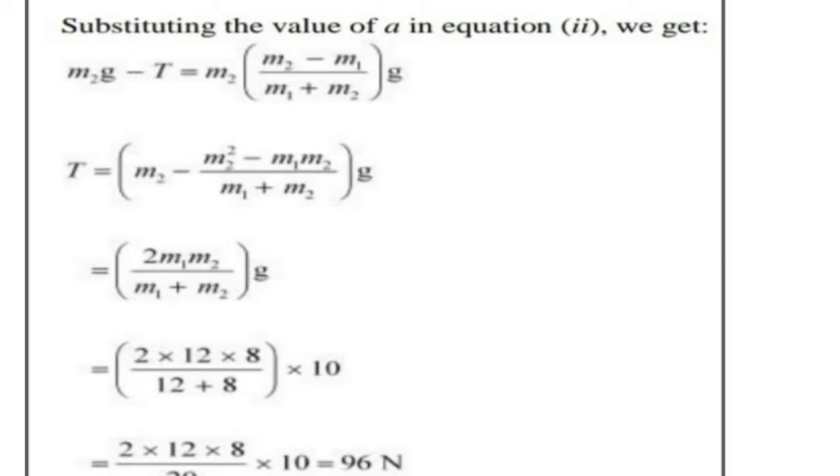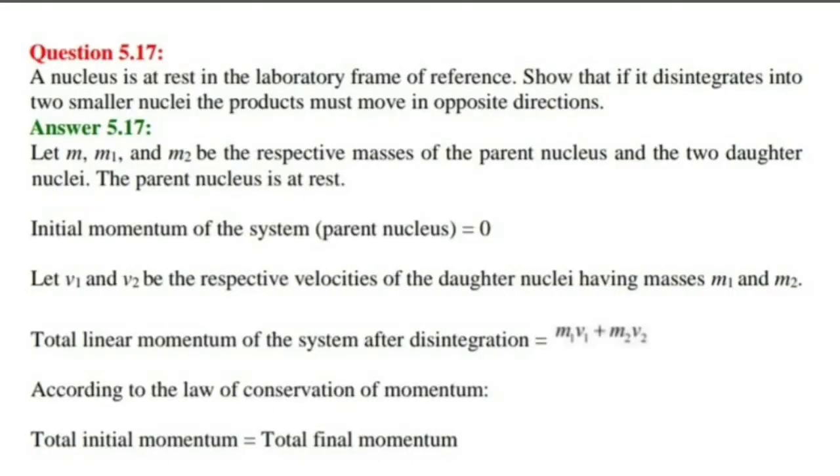It's better to use this method, since you can substitute in either of the two equations and get the value of tension as 96 Newton. Now coming to the next question, 5.17.